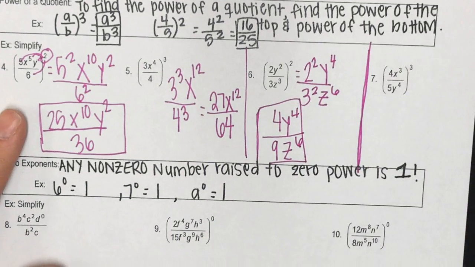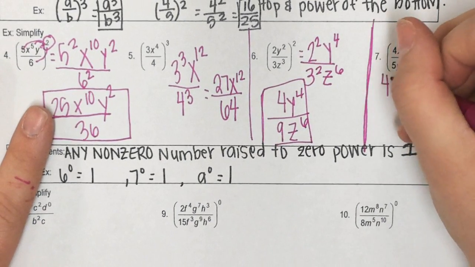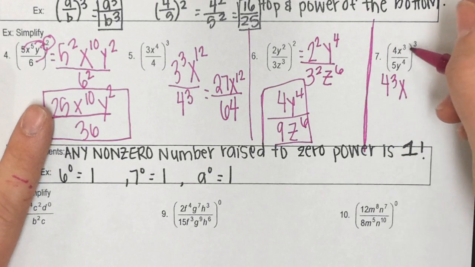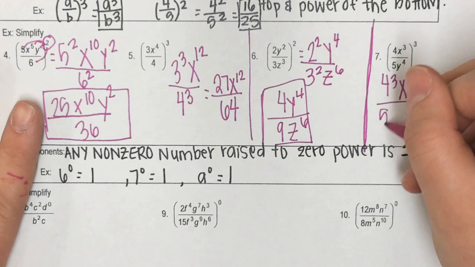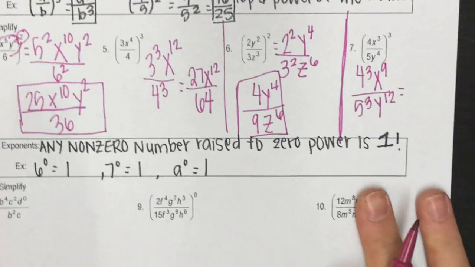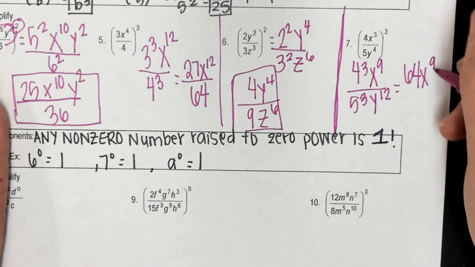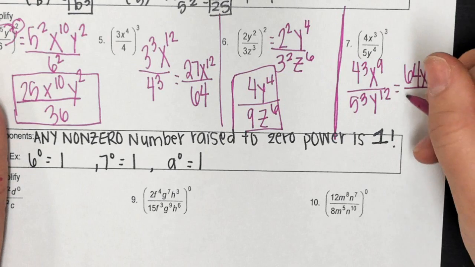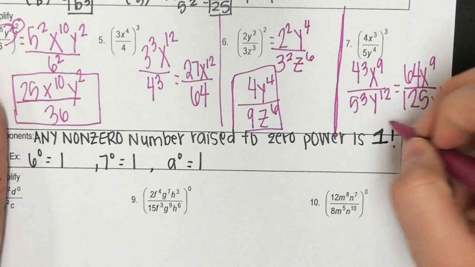Okay, good. Number 7, cube everything in it. 4 cubed x, 3 times 3 is 9, 5 cubed y to the 12th. Let's simplify it. What's 4 cubed? 64x to the 9th over, what's 5 cubed? Can I simplify x or y?